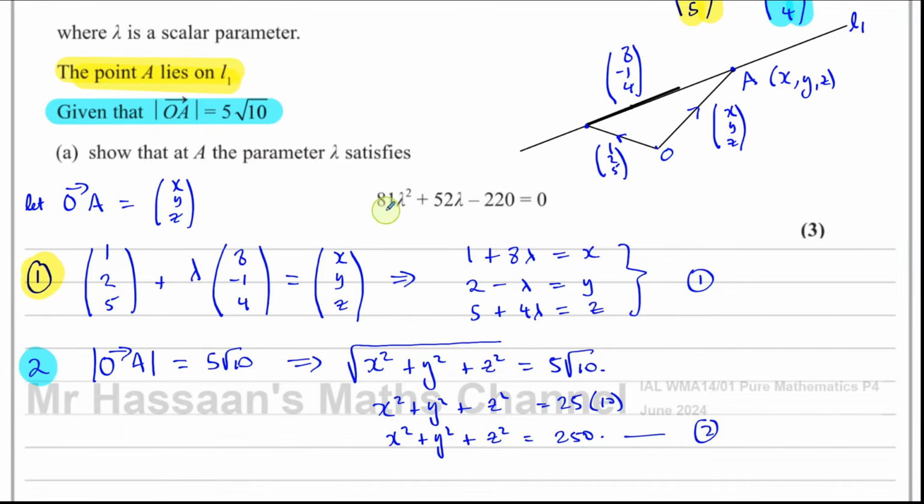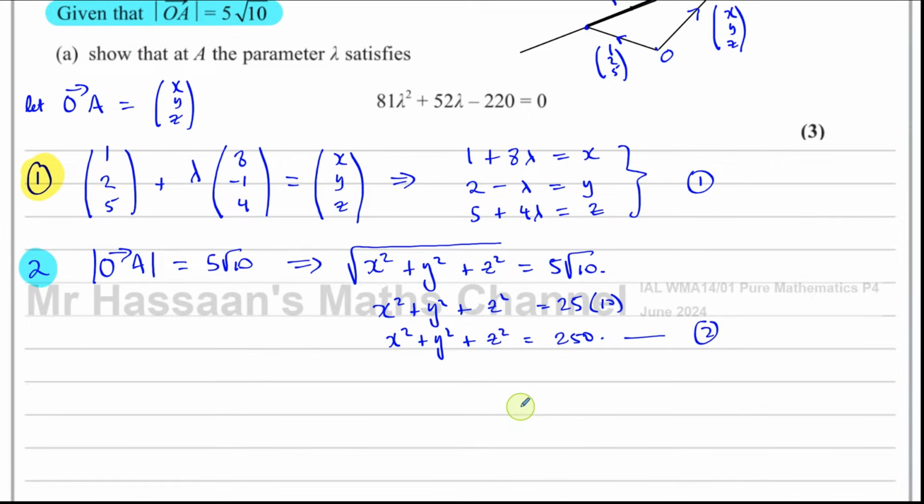Because they already told us what we should have, it's very important that you show your steps very clearly and carefully. So I'm going to substitute, instead of x, 1 plus 8 lambda, so I have (1 plus 8 lambda) squared. And instead of y, I'm going to put 2 minus lambda, so (2 minus lambda) squared. And instead of z, I'm going to put 5 plus 4 lambda, so (5 plus 4 lambda) squared, and that all should equal 250. Hopefully when I expand and simplify all of this, that's what I should get.